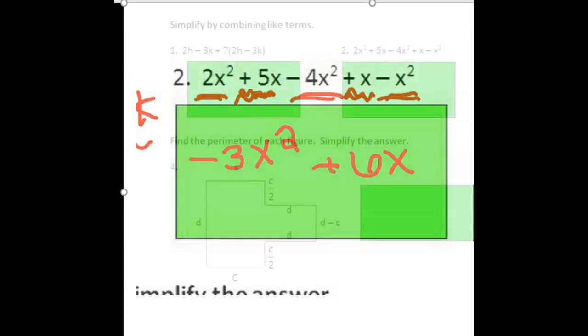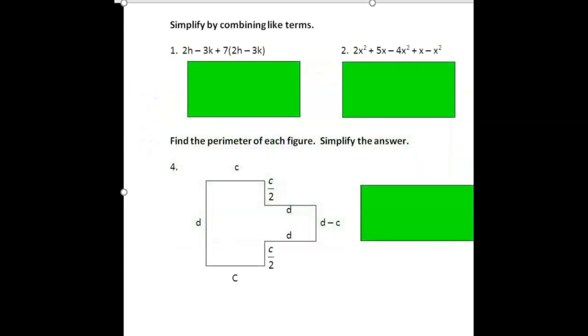Remember that when we combine like terms, we only change the coefficients. We do not change the powers of the variables. We only change the coefficients. We do not change the powers of the variables.